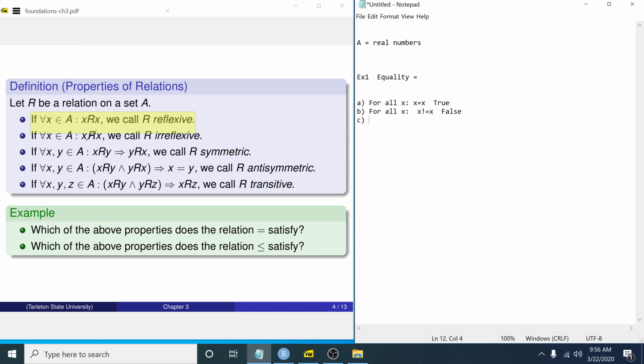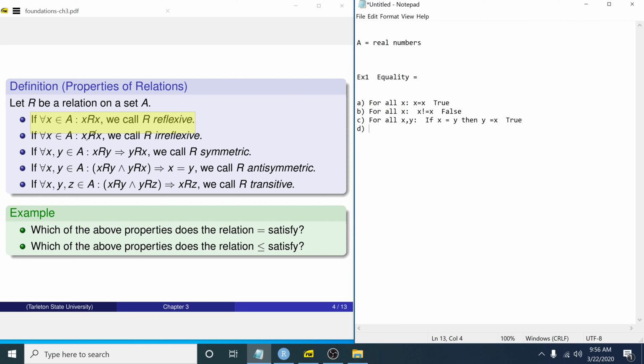What about for all x, y, is it true that if x is equal to y, then y is equal to x? Is that true? And the answer is, yeah, that's true, right? So if two things are equal in one direction, if you switch the order, they're still equal. And so the equality relation is symmetric.